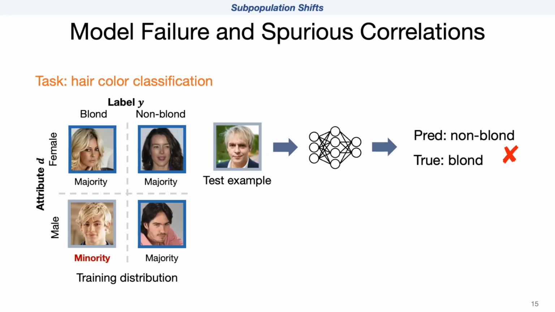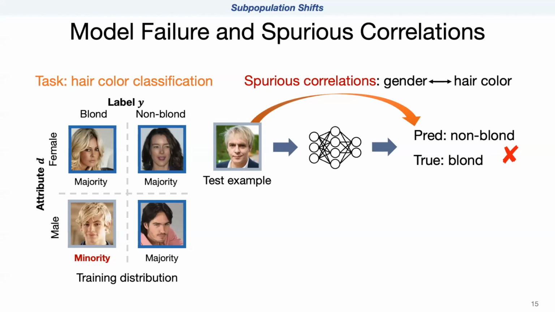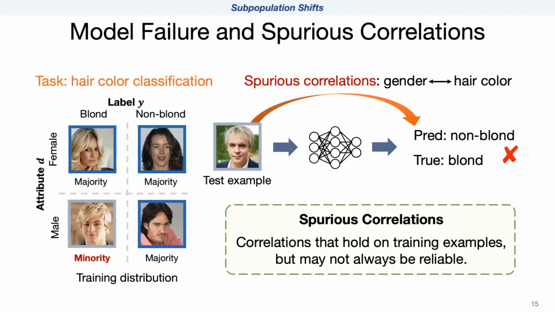Why does it happen? Because we can see most males are associated with non-blonde hair color. So when the model is trained on the training distribution, it will spuriously associate the male information with non-blonde hair color. When it sees a new image with male information, it will say, oh, this is definitely non-blonde hair color. So we say the spurious correlation happens between the gender and the hair color information. Formally, we define spurious correlations as correlations that hold on the training examples, but are not always reliable.